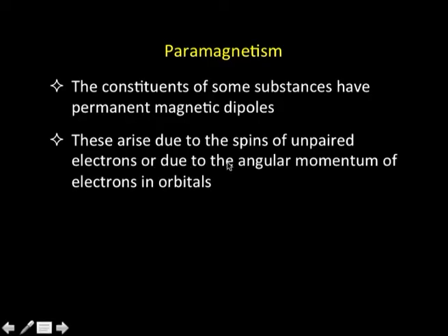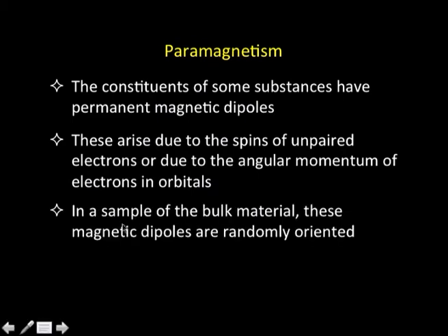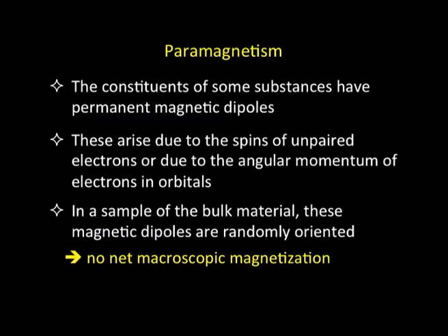So, in this case, because of the unpaired spins or the angular momentum of electrons in orbitals, there are magnetic dipole moments to begin with in the material. If I take a sample of such material, these magnetic dipoles are randomly oriented, which is expected. There is no reason for the dipoles to be oriented in a given direction. They are randomly oriented because of thermal motion, and that means there is no net macroscopic magnetization.